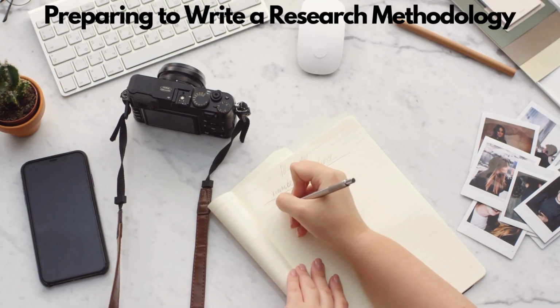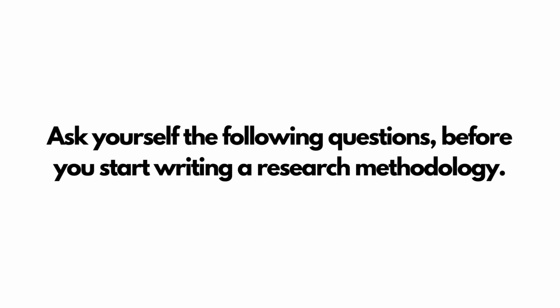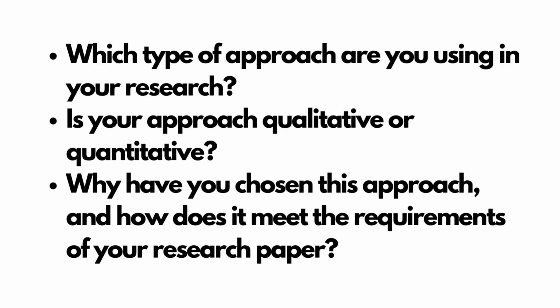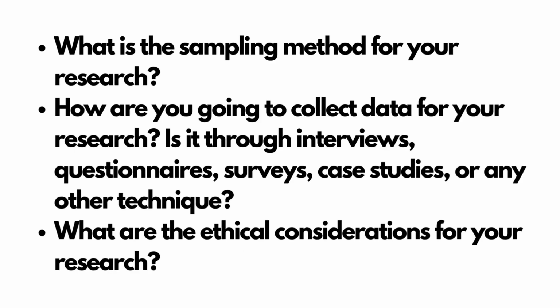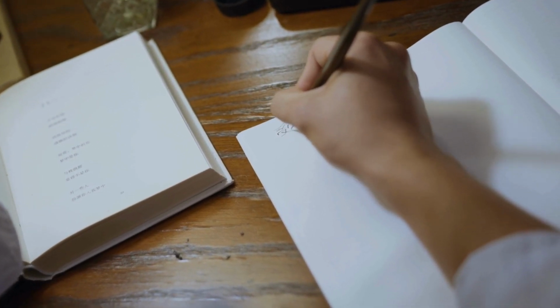Preparing to write a research methodology. Before you embark on a journey to write a research methodology, you must consider some common aspects in your mind. Ask yourself the following questions before you start writing. Which type of approach are you using in your research? Is your approach qualitative or quantitative? Why have you chosen this approach, and how does it meet the requirements of your research paper? What is the sampling method for your research? How are you going to collect data for your research? Is it through interviews, questionnaires, surveys, case studies, or any other technique? What are the ethical considerations for your research? Once you have answers to all these questions, you can start writing your research paper.